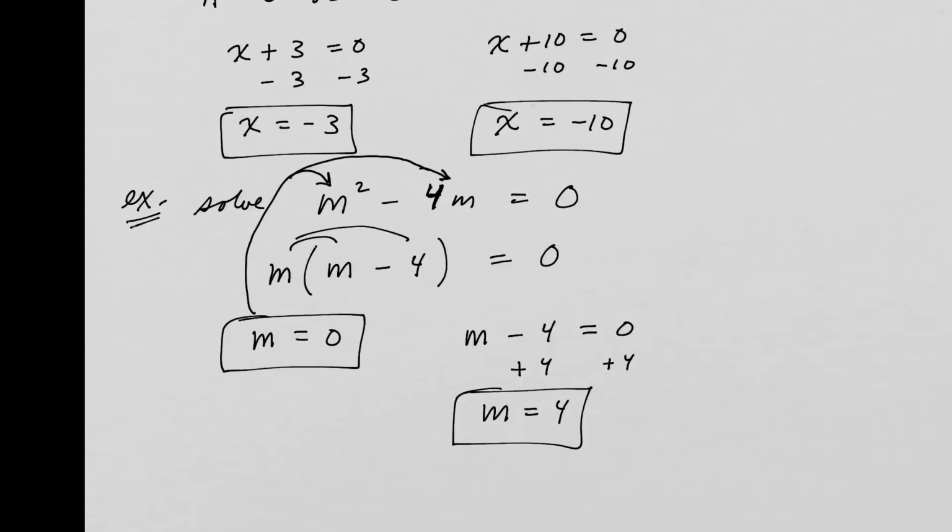What if we have something a little more complicated? So let's look at this. Let's say I want to solve 7x squared plus 25x minus 12 equals 0. So here I can't easily factor this, although you could use guess and check. Let me show you another way.